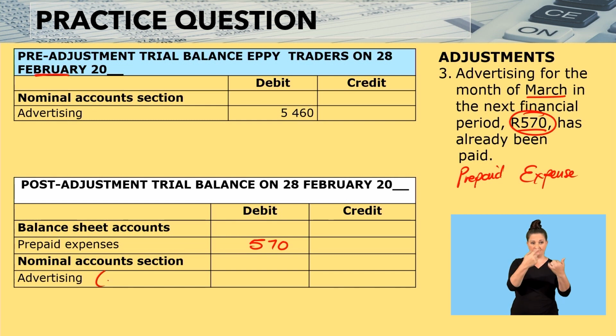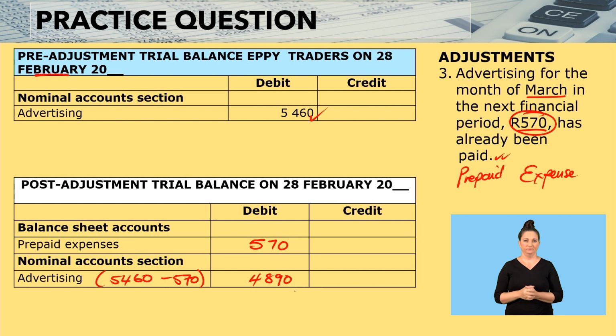When we come to advertising, we are saying 5,460 is what was in the pre-adjustment trial balance, yet 570 for the month of March has already been paid. So we therefore come here and we decrease that, 570 minus 570. That therefore gives us an amount which is 4,890. This is what remains of our advertising. And we bring it to the debit side as well because it is an expense.